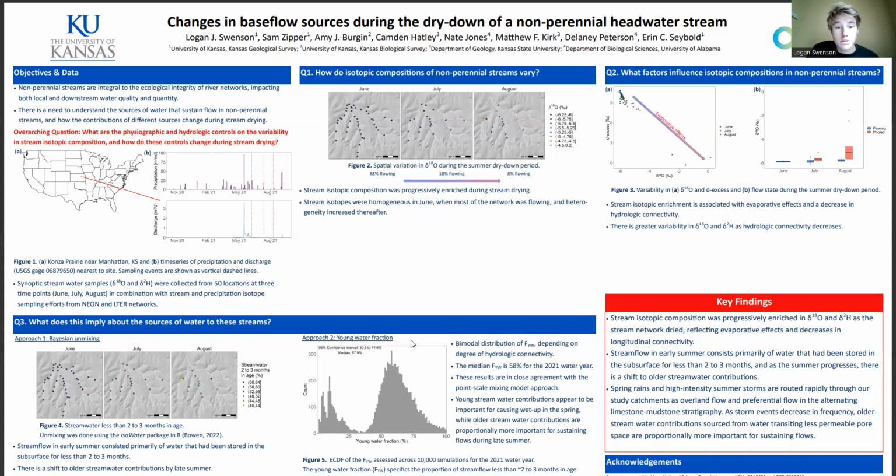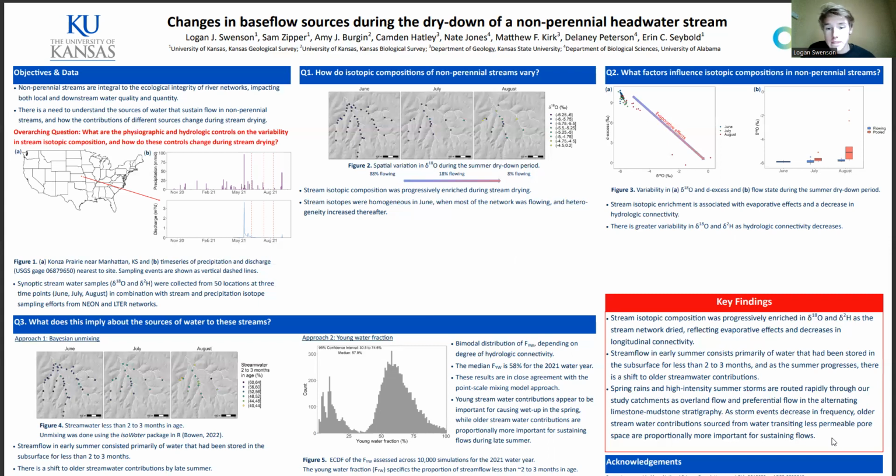The second approach I used was the young water fraction, and this was just to confirm the Bayesian mixing approach. The young water fraction specifies the proportion of water less than 3 months in age, so it's very similar to the Bayesian mixing approach. And I found basically the same thing: the median young water fraction for the 2021 water year across 10,000 different simulations was 58%. And there's a bimodal distribution depending on whether you're fitting the model to early spring and early summer, when the network is connected, versus isolated pools, where you're getting a greater proportion of older water.